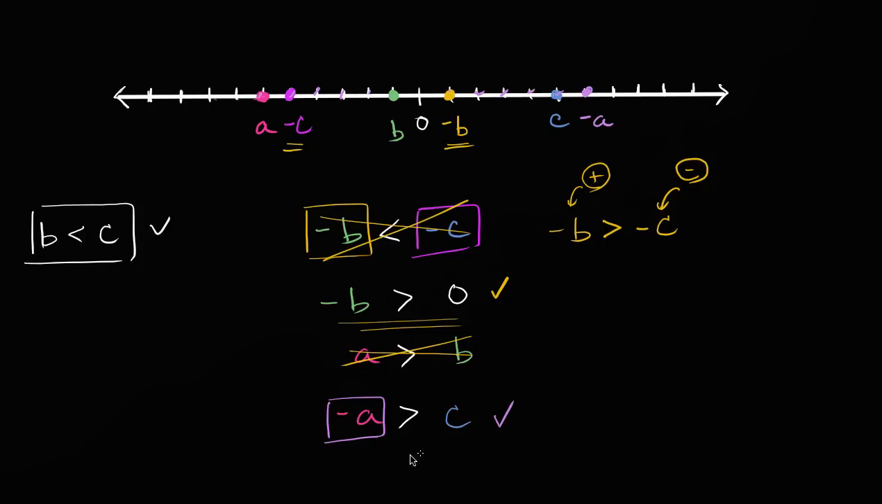This is true. And if you get confused, if you're like, wait, this looks like a negative, how can it be larger than a positive? Remember, a itself is a negative number, 6 hash marks to the left. So if you take the opposite of that, you're going to get a positive number, 6 hash marks to the right. And c, which was already a positive number, is only 5 hash marks to the right. And so negative a is going to be a positive number, and it's going to be greater than c. It's to the right of c.